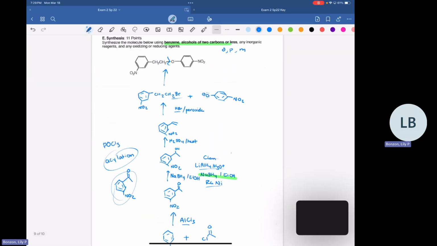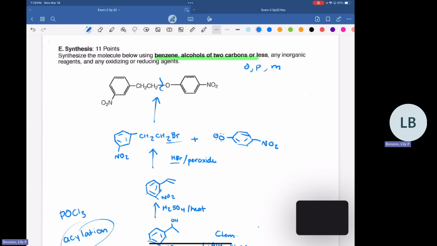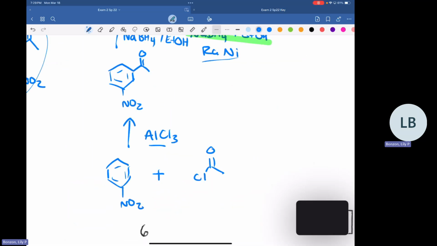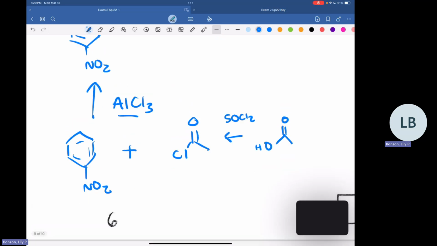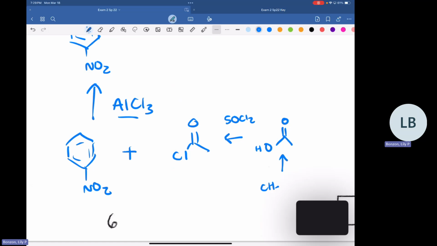Keep in mind that we have to start with alcohols of 2 carbons or less. So we actually cannot stick with this acyl chloride. We're going to have to work this one back as well. So I'm just going to do that one first before I forget. And so this one, it's not too difficult. We can do our SOCl2 to go back to our carboxylic acid. And then from here, we can just have our 2-carbon alcohol and use a strong oxidizer. So I'm just going to say Jones. It's the easiest to write and remember. And we're good to go on that one. We've got a 2-carbon alcohol.